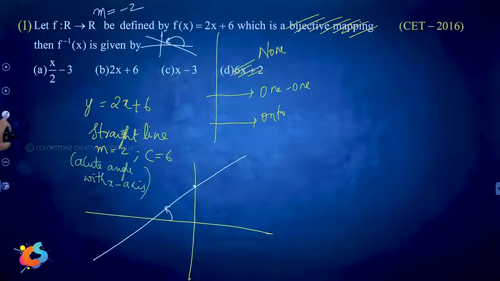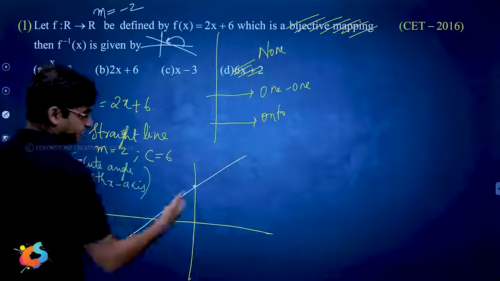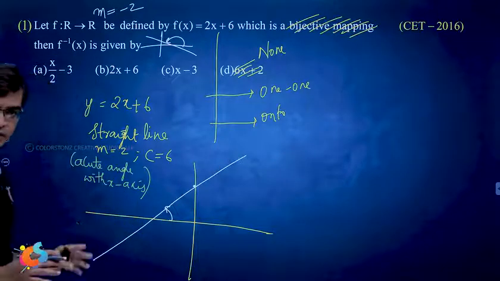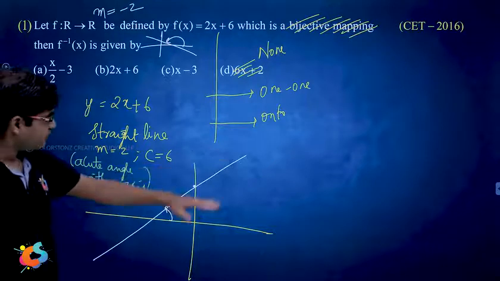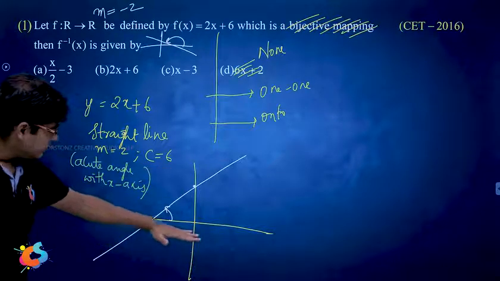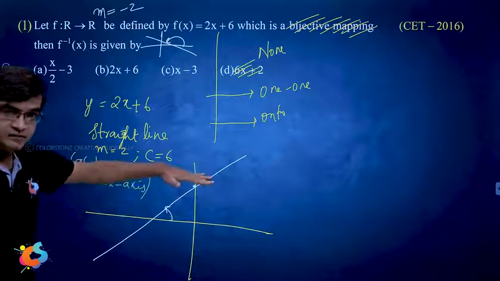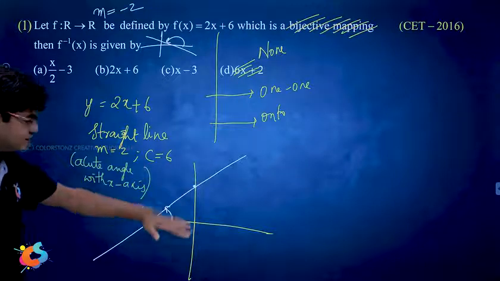What is the domain? All real numbers. So we have to consider the whole graph. Okay. Fine. So for the whole graph, you take any horizontal line, it never cuts the graph more than once. So therefore, this is a 1, 1 function.